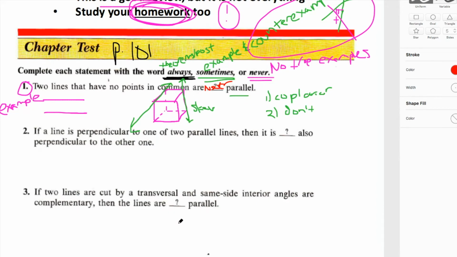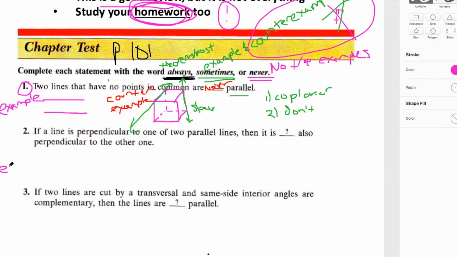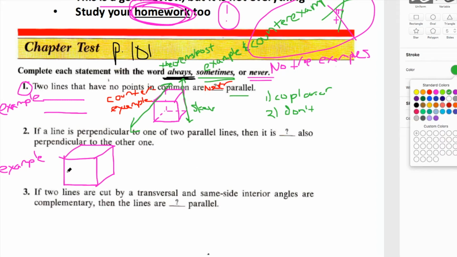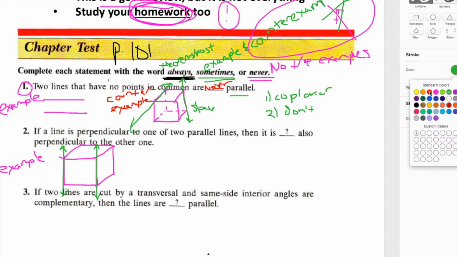If a line is perpendicular to one of two parallel lines, then it is blank also perpendicular to the other one? So let's at least try to come up with an example of this being true. And I'm actually going to steal that cube that we had up top here. So an example of this being true is if we have these lines, which are obviously parallel to one another: these two edges, the lines that contain the edges of this cube on opposite sides of this front face, are obviously parallel to one another.